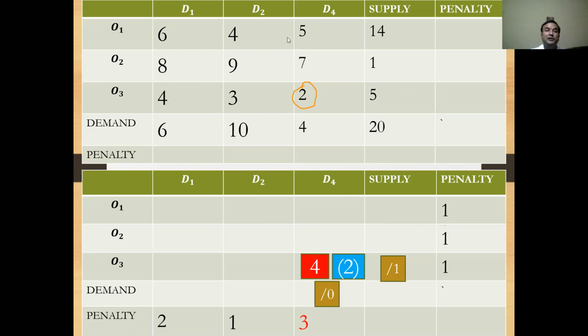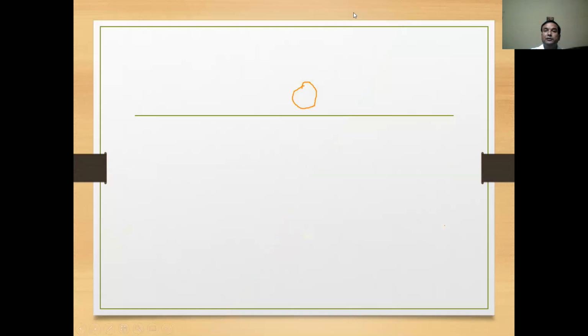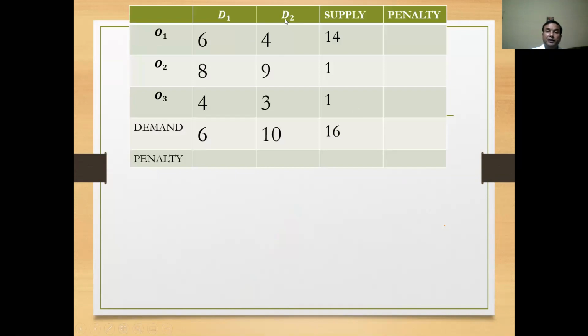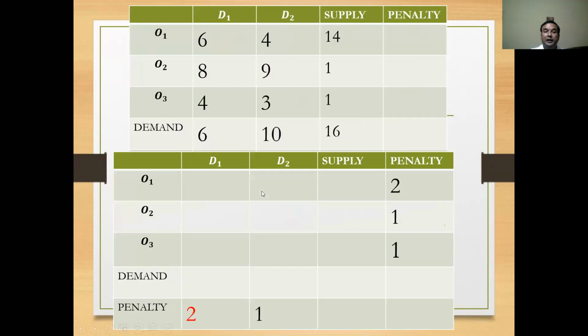Therefore, we now think of destination 1 and destination 2. So in destination 1 and destination 2, again we will follow the same procedure. Okay, let us go to this step. Then let me remove this one. Then we will think of destination 1 and destination 2, and these are the remaining supply and these are the remaining demand. And again we will prepare another table with penalty. So let us see the penalties.